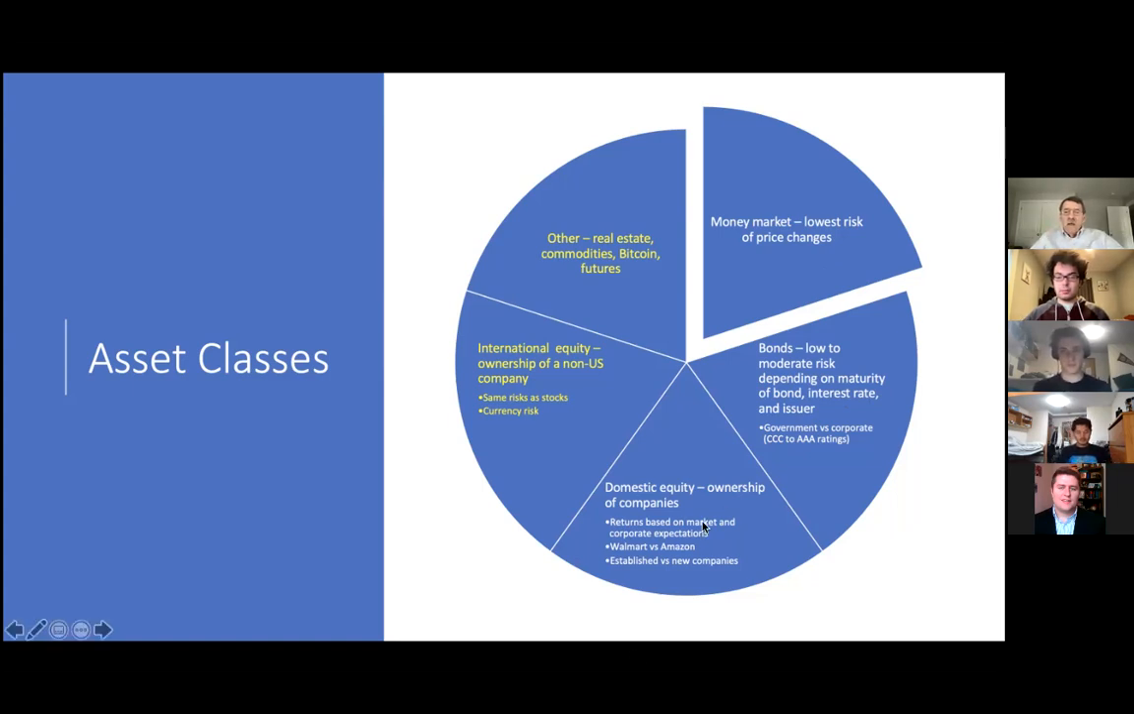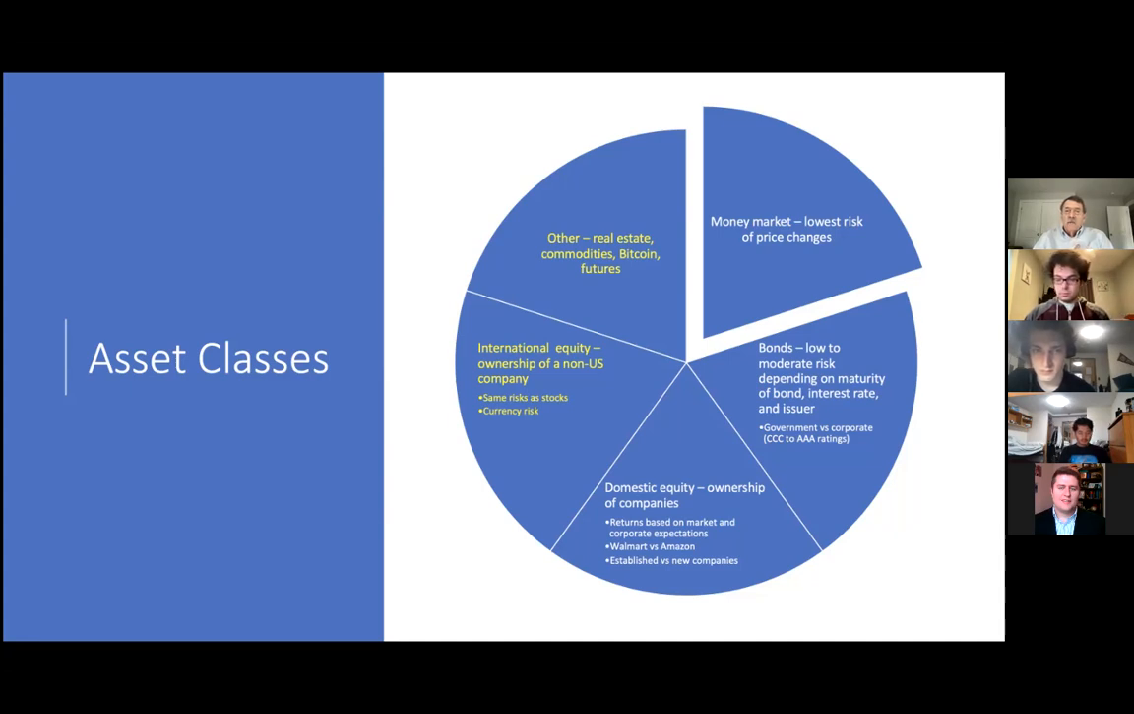You can buy stocks in companies that are more than just domestic, US companies, and so you have international equity. European companies, for example, have the same opportunities available to them. They use the money market, they use bonds to raise money, and they sell stock to raise money.